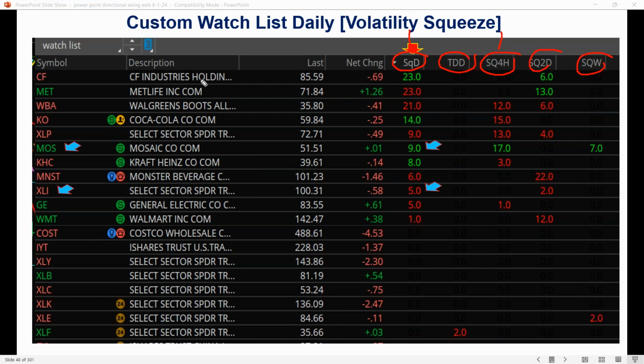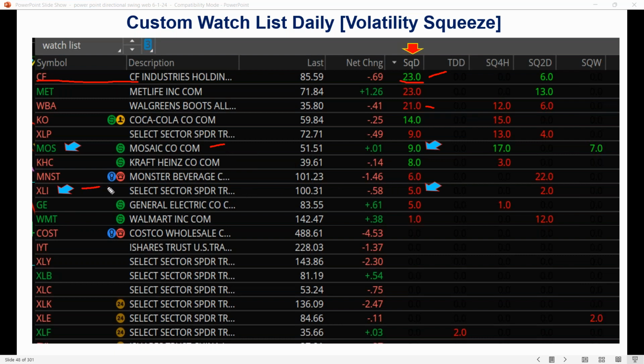And so then this will put together this list of everything in a squeeze in the database that I've got, everything listed. And so then you'll see it has a number. So for example, here, what this is telling me, a quick review, is that if I was looking here at CF Industries, it's in a daily squeeze and it shows 23. That means it's 23 bars. So 1 bar is a day. So this CF has been in a squeeze for 23 days. And then here's MetLife, here's Walgreens, here's Mosaic, it's been in a squeeze for 9 days.